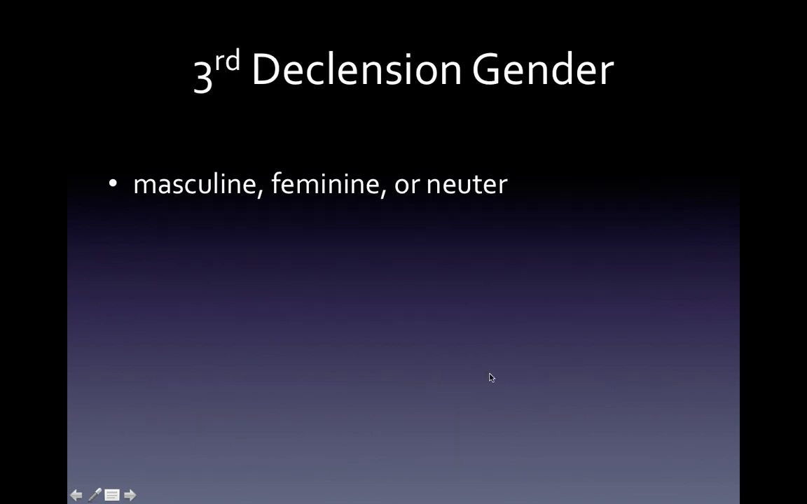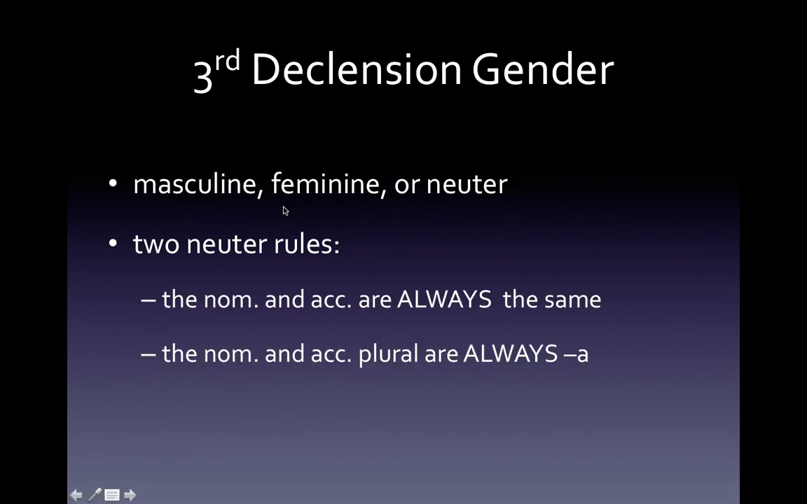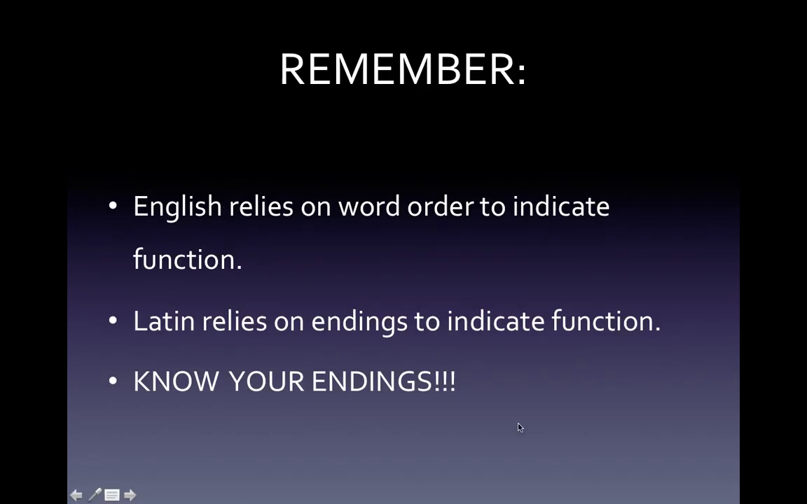All right, third declension gender. Remember, all three genders appear in the third declension. The masculine and feminine are always the same. The neuter is a little bit different. That's what that backslash is for. Quick review, two neuter rules. The nominative and accusative are always the same. The nominative and accusative plural are always a.